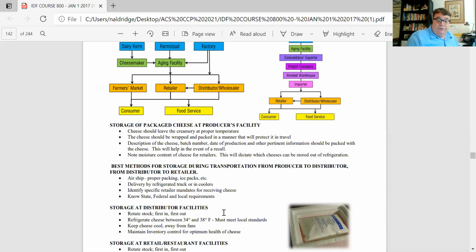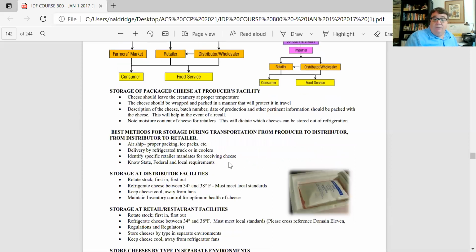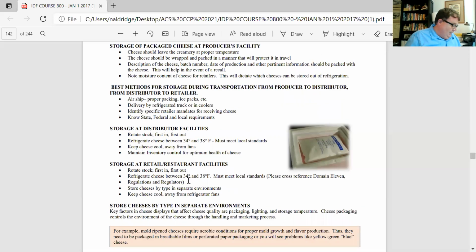Also, FIFO. For the love of all the holy cheeses in the world, please know what FIFO is. First in, first out. You should know that already, but more than likely you should get one question about FIFO on the test. Okay, we're going to continue on now to page 143.